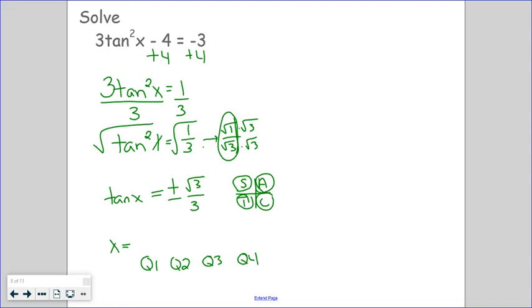And the angle that gives us a tangent value of square root of 3 over 3 would be pi over 6. So running our pi over 6 through all 4 quadrants, we'd have pi over 6, 5 pi over 6, 7 pi over 6, and 11 pi over 6.